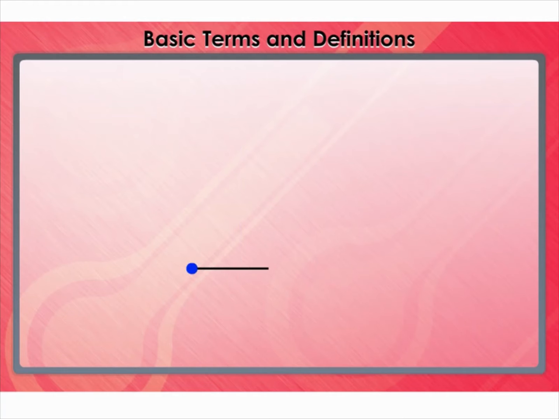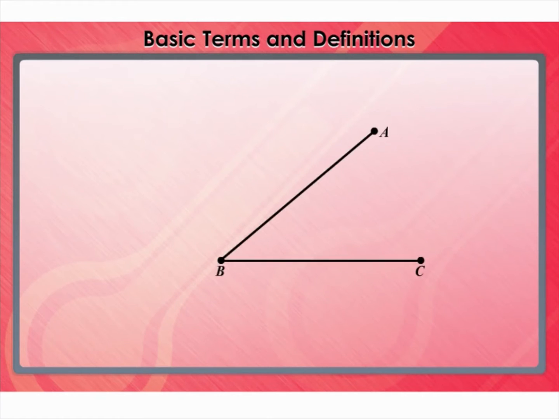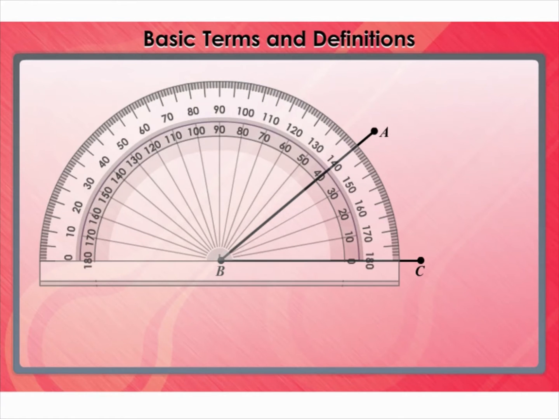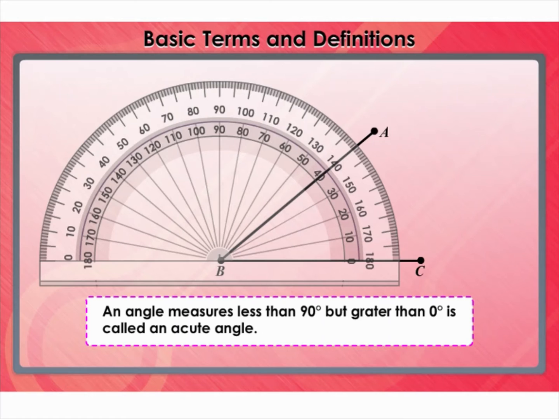Consider the two rays AB and AC originating from the same endpoint A. This formation brings us to an important term in geometry, the angle. The rays making an angle are called the arms of the angle. The point of the origin or the intersection is called the vertex of the angle. The size of an angle is measured in degrees. Let's quickly review different types of angles based on their measure.